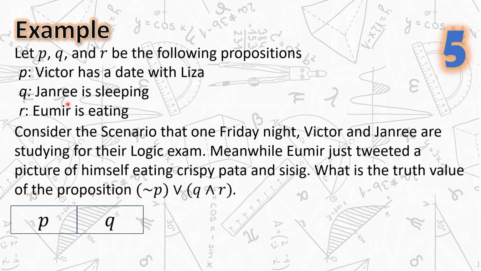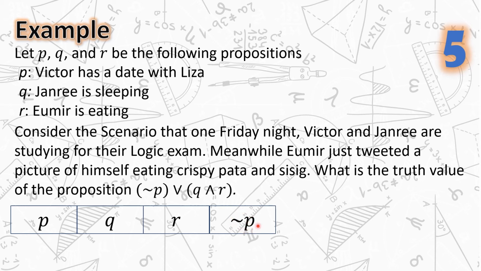Proposition Q is January is sleeping. The same scenario, that Victor and January are studying for their logic exam, hence Q is also false. Next, R is the proposition Yumir is eating. In our scenario, Yumir just tweeted a picture of himself eating crispy pata and sisig. Therefore, the proposition R is true.